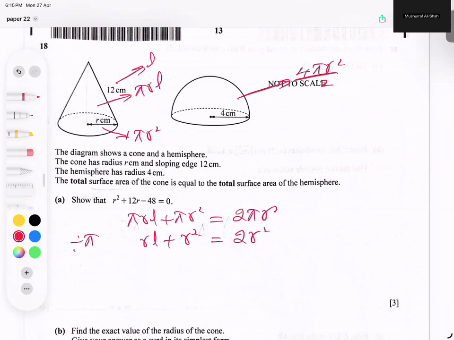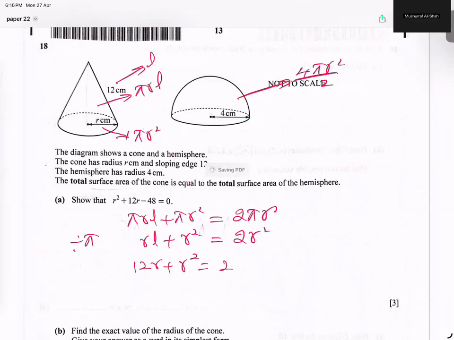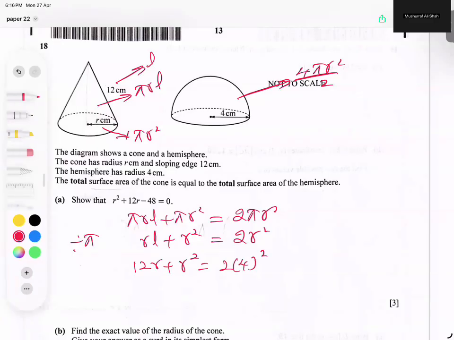Now, student, I can plug in. R remains R, no change, and L becomes 12. I can say here 12r. And again, R remains R, but here R is 4. So here 4 and 4 square gives us 16. So I'm writing here 4 and 4 square giving us 16, and 16 times 2 is 32. So 32 r square plus 12r.